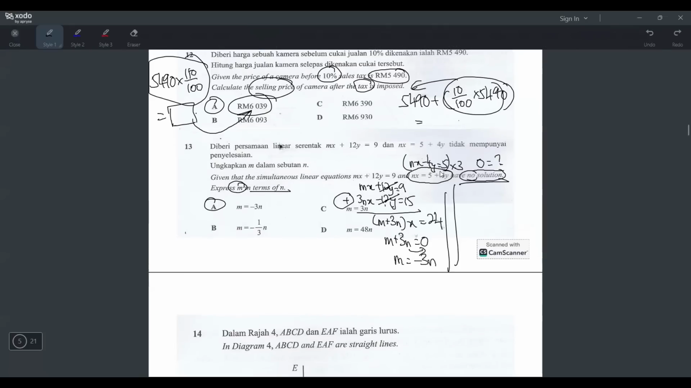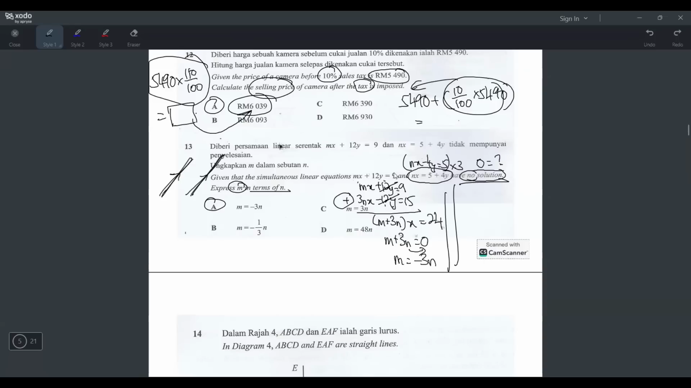It means these two lines will have the same gradient. You know why they have the same gradient? Because when they have the same gradient, they will not intersect each other. So they say no solution here. No solution means when you do simultaneous equations, you don't get an answer. It means there's no intersection point. And when two lines are parallel, they will never touch. Doesn't matter how long you extend the lines, they will not touch each other.